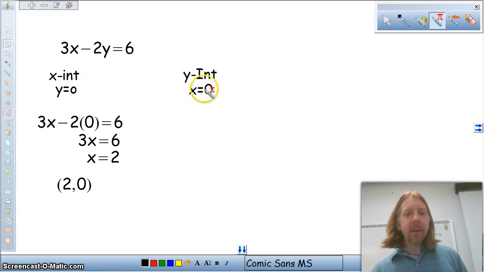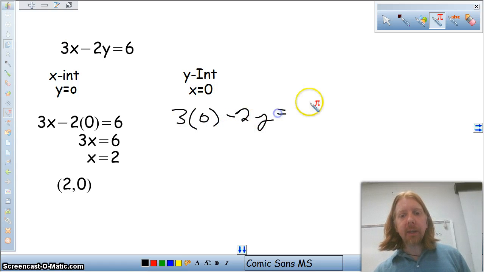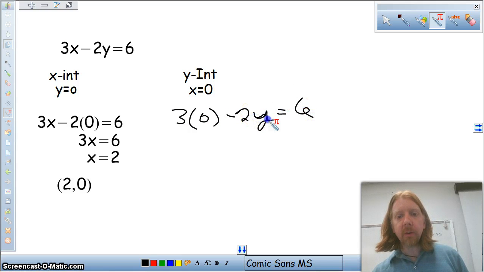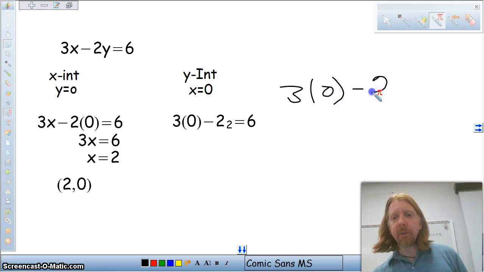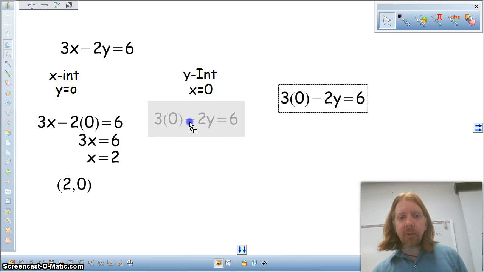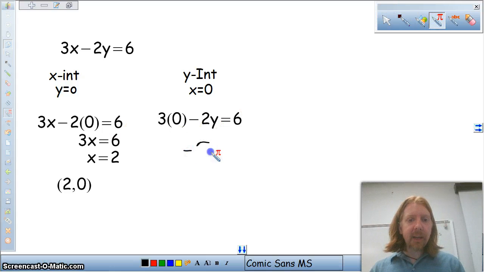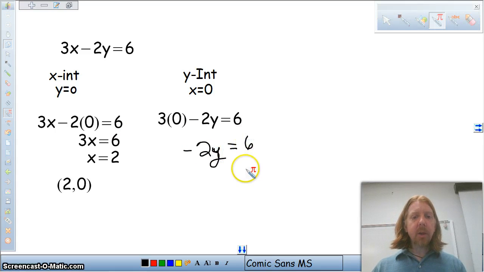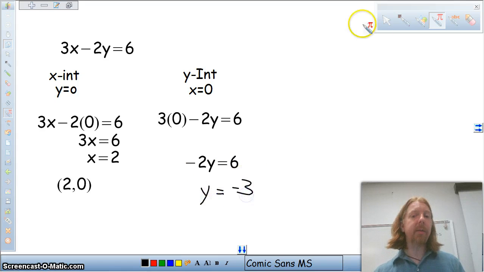Let's talk about y. X is 0 this time, right? So 3 times 0 minus 2y is equal to 6. Now, in this case, you'll notice that the x part drops out. Watch your signs. This is negative 2y is equal to 6, which means when I divide both sides by negative 2, I get y is equal to negative 3.